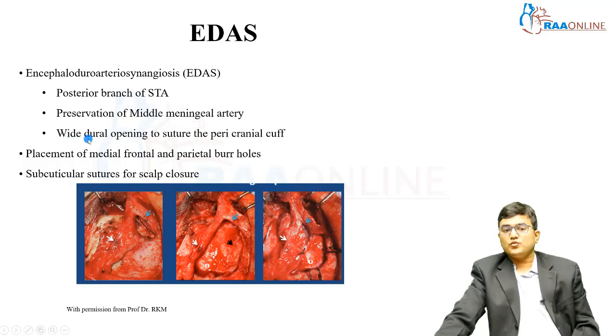You should ensure that there is a wide dural opening so that you can suture the pericranial cuff. You can sometimes place medial frontal and parietal burr holes to ensure that the ACA territory is also addressed, as I mentioned, and subcuticular sutures are placed to help with scalp suturing.